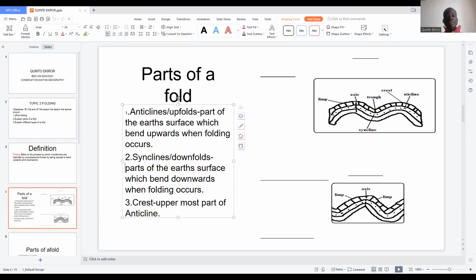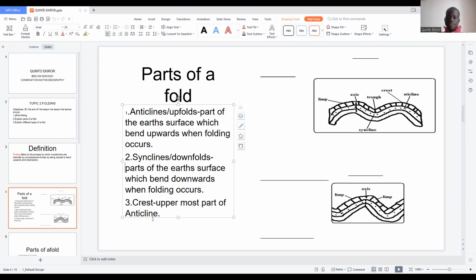Okay. Second part is synclines or downfolds. This is the syncline. It is indicated in the diagram. You can see this is the syncline. These are the parts of the earth surface which bend downwards when folding occurs. This one bends downwards when the process of folding occurs. Have you seen? This one has bent downwards.